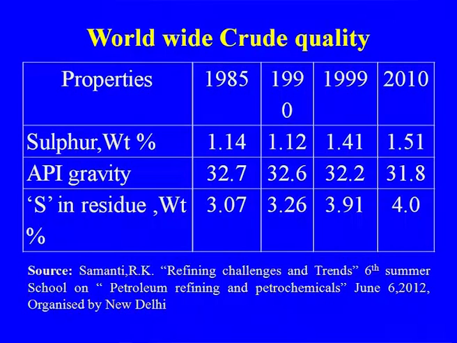This is the worldwide crude quality and how it is changing. If you see 1985 to 2010, the sulphur-containing crude oil varies from lighter to heavier, and the sulphur in the residue is also increasing. So these are some of the problems which need desulphurization of the product and desulphurization of the feedstock to the various processes, and during desulphurization from the various systems we are getting sulphur, because one of the major sources of sulphur in the refinery is the FCC. The feedstock going to it is pre-treated.